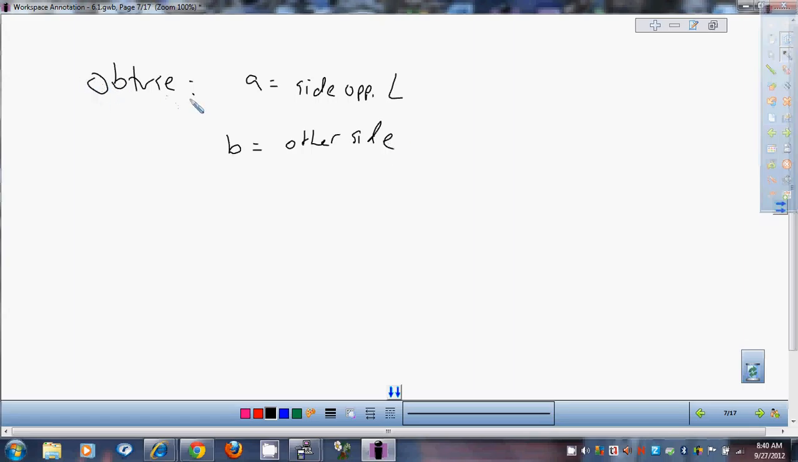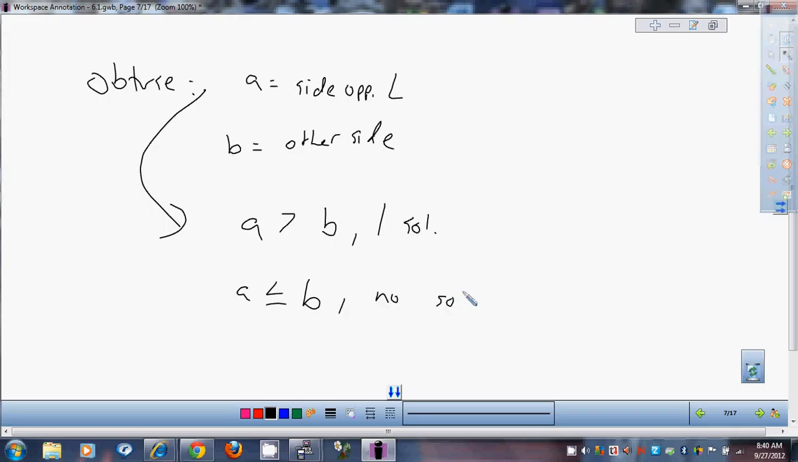If it's obtuse and A is greater than B, 1 solution. If A is less than or even equal to B, no solution. If it's equal to B, then that means you have an isosceles triangle with 2 obtuse angles, and again, it's impossible. So that's why it can't be less than or even equal to B if it's an obtuse angle. And those are all the tests. That's everything that you need to use to figure out how many solutions you're going to have.